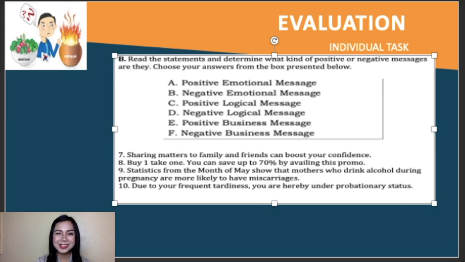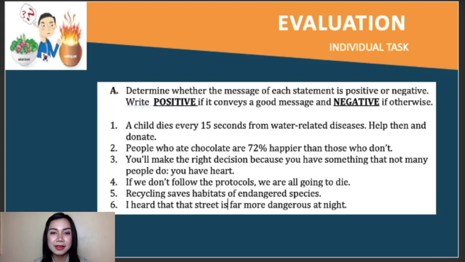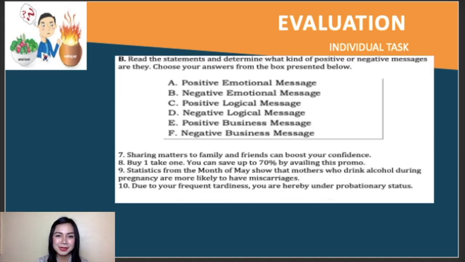Alright, let's check. Let's have number 1. It's positive, correct. Help them and donate, that's the clue. It's positive. And then number 2, positive again. Very good. Number 3, positive. Number 4, negative. Number 5, positive. And number 6, negative.